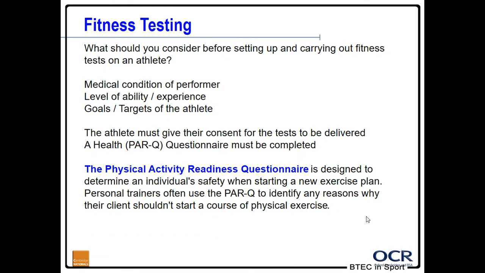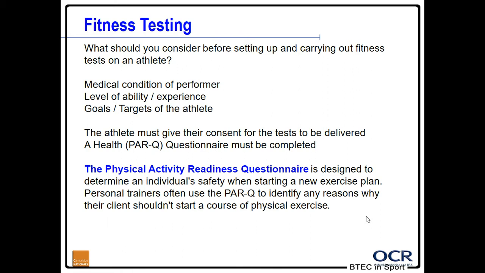What should you consider before setting up and carrying out fitness tests? Well, the first thing you've got to write about in your assignment at the beginning is medical condition of the performer, their age, their gender. Any info you've got about them is important, their level of ability, their experience, and then what are their goals and targets? What do they want to achieve?